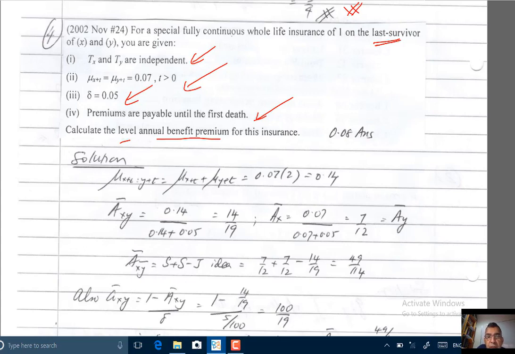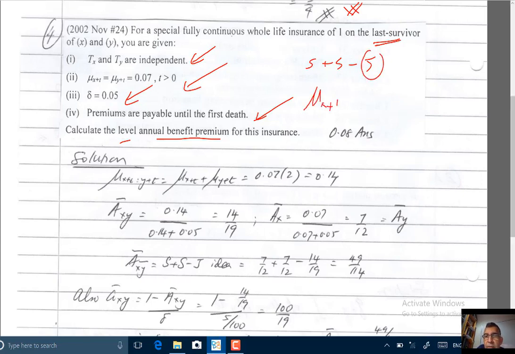A few things. We are going to be using the idea that, remember when we dealt with our last survivor, we used the idea of single plus single minus joint. That's what we're going to use. So we need this joint thingy anyway. So let's work that out first.